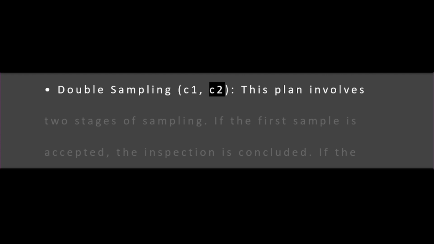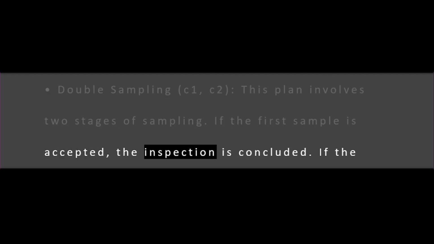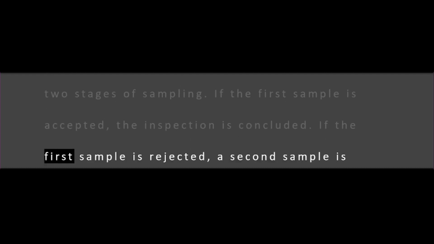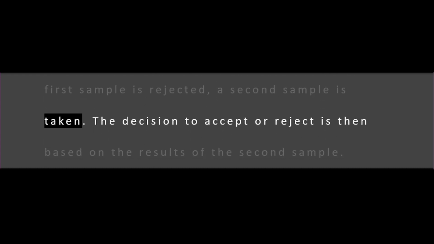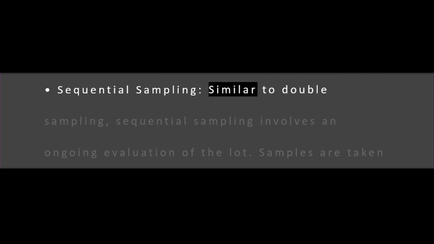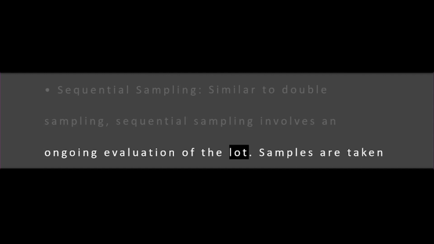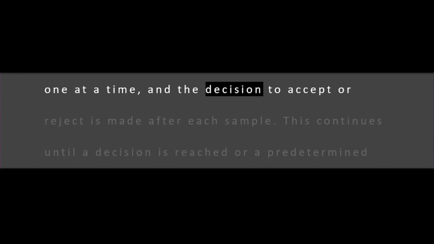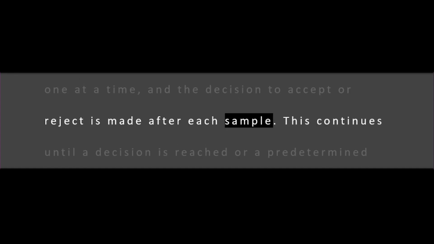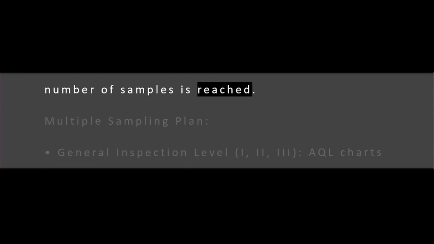Double sampling plan. Double sampling, C1, C2. This plan involves two stages of sampling. If the first sample is accepted, the inspection is concluded. If the first sample is rejected, a second sample is taken. The decision to accept or reject is then based on the results of the second sample. Sequential sampling. Similar to double sampling, sequential sampling involves an ongoing evaluation of the lot. Samples are taken one at a time, and the decision to accept or reject is made after each sample. This continues until a decision is reached or a predetermined number of samples is reached.